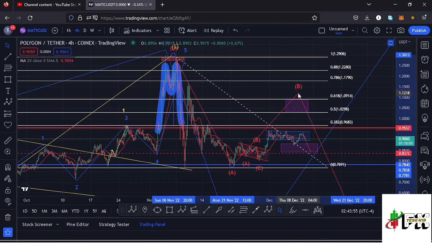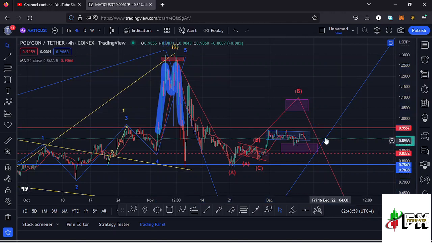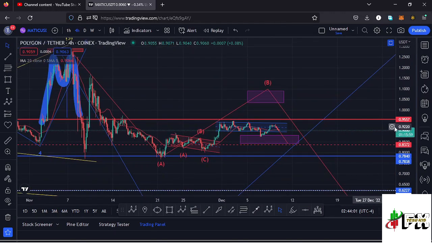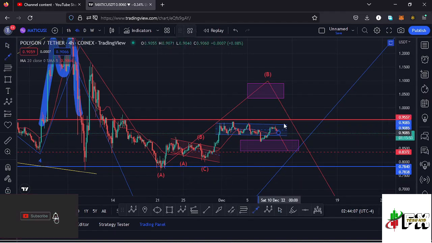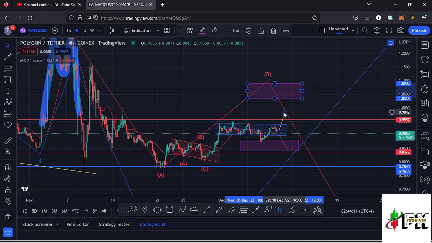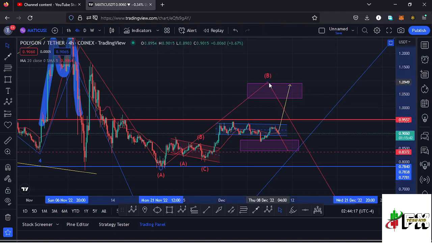So in case we continue pushing higher, see a breakout out of this channel that we have been trading within over here, and also manage to break above the 20-day MA, manage to break above the key area of resistance at around the $0.95 mark, and see a retest and continue pushing higher and make it into this target area that I've sketched out, there are chances that this will be my wave B high.